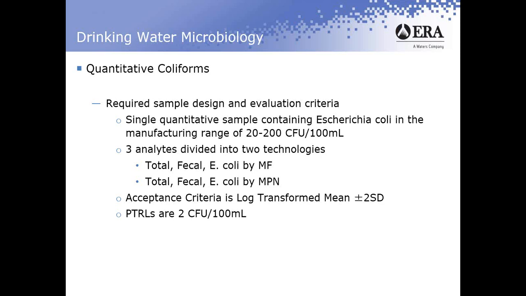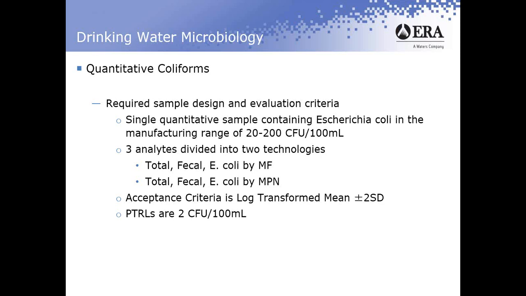You're going to have evaluations for total, fecal, and E. coli, all by membrane filtration. You're going to have evaluations for total, fecal, and E. coli by MPN. So you're going to have 6 different spots that you could report your result.